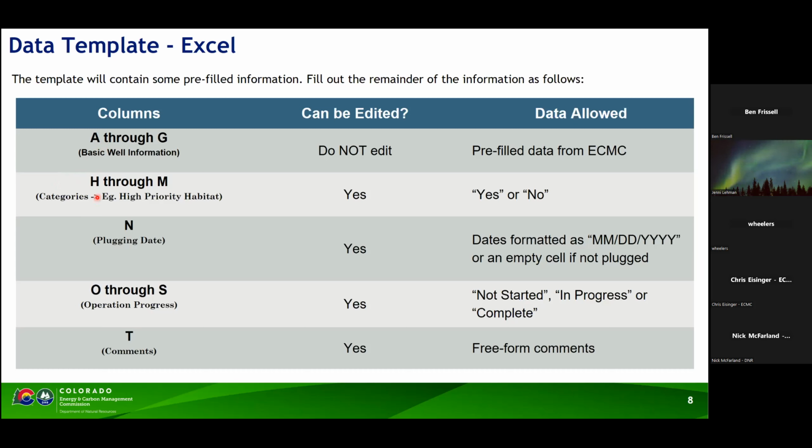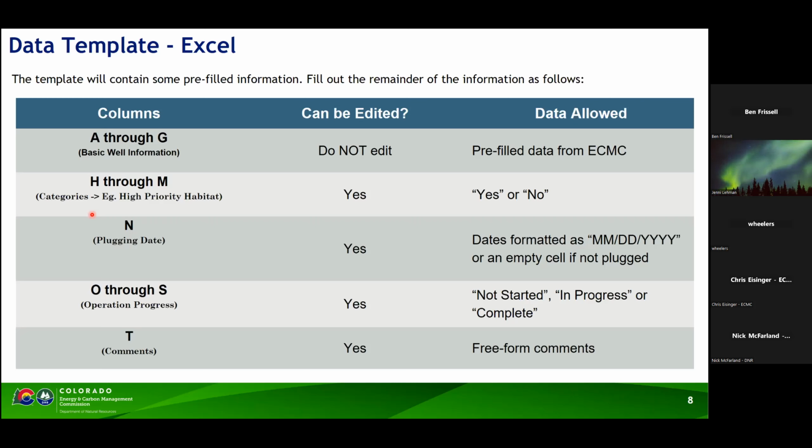So H through M will cover the previous categories that were mentioned, things like a high priority habitat and whether or not the well falls into that category. For those cells, you'll enter a simple yes or no. Column N will have the plugging date if the well has been plugged. If not, you may leave that cell empty.